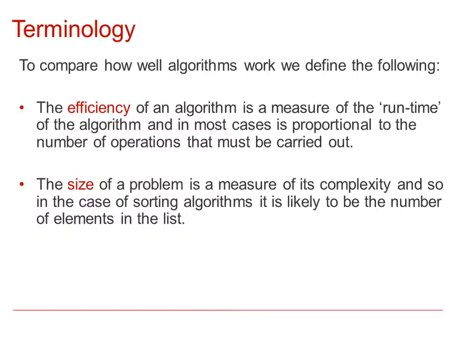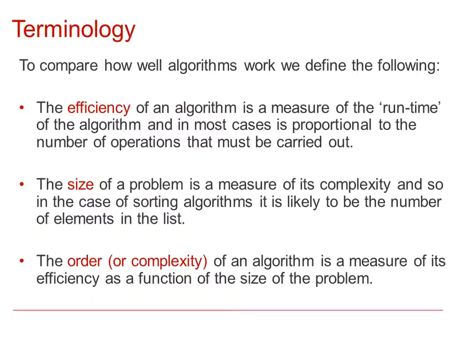The size of the problem is a measure of its complexity and how difficult it will be to solve. And so in the case of sorting algorithms, for example, it is likely to be the number of elements in the list that determines the size of the problem. The order or the complexity of an algorithm is a measure of its efficiency as a function of the size of the problem. So it's a way of measuring how complex an algorithm will be in a particular scenario.